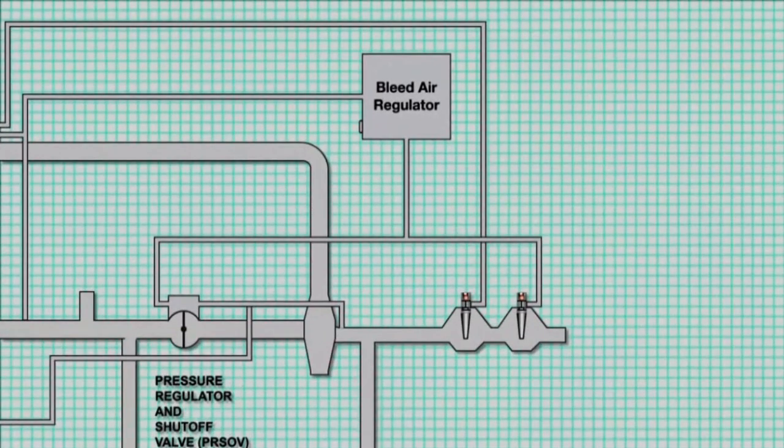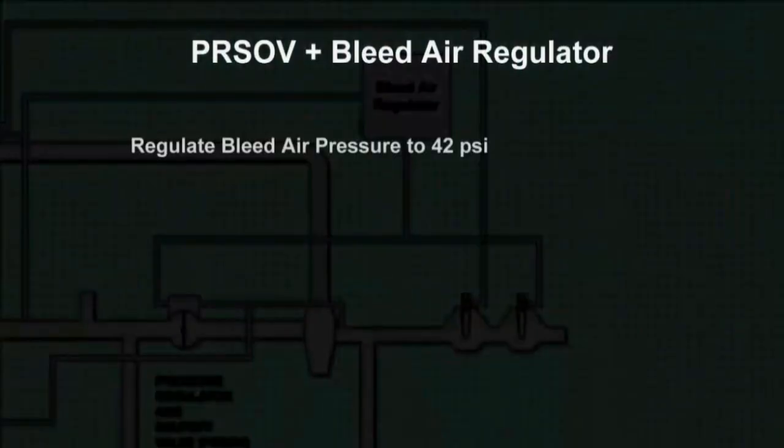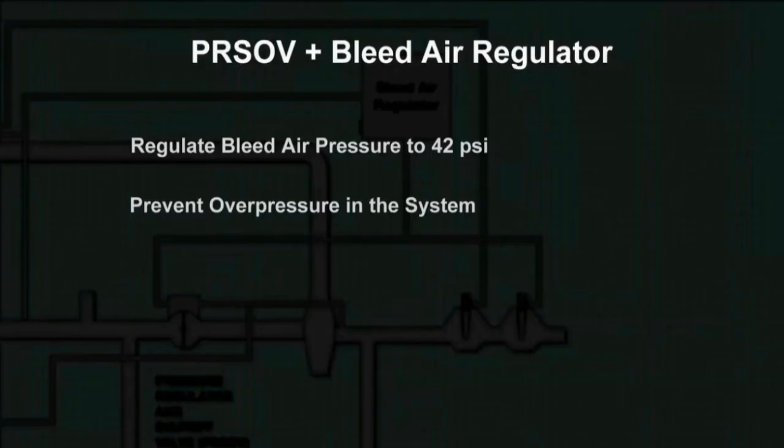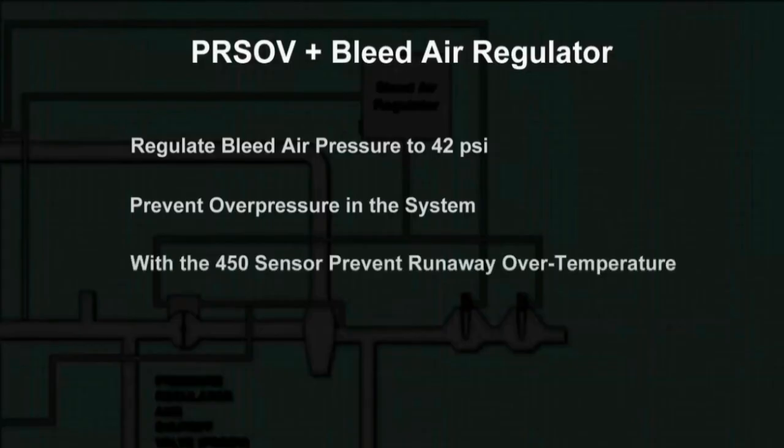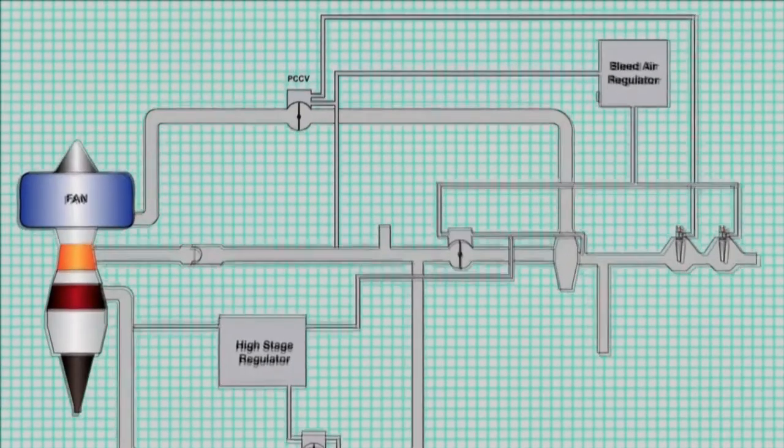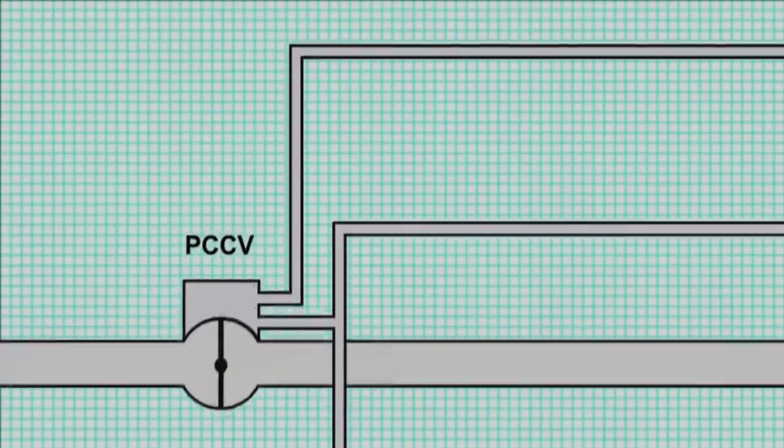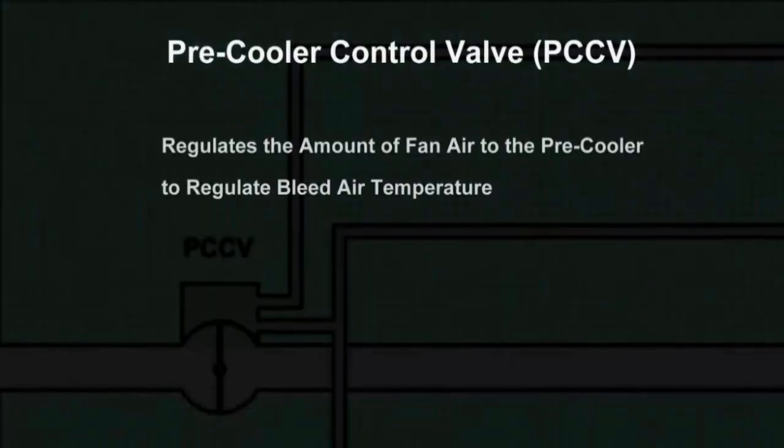Bleed air pressure is controlled by the pressure regulating and shut-off valve, or PRSOV, and the PRSOV is controlled by the bleed air regulator. Together they regulate bleed air pressure to 42 psi, prevent overpressure in the system, and in concert with the 450 sensor prevent runaway over temperature. The pre-cooler control valve, or PCCV, regulates the amount of fan air to the pre-cooler to regulate bleed air temperature.